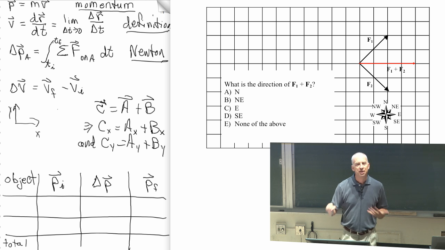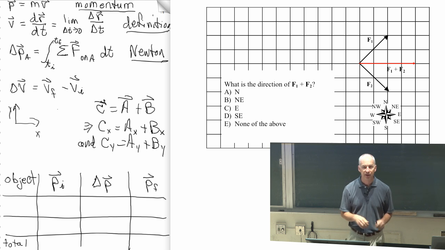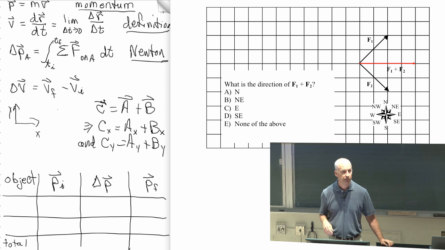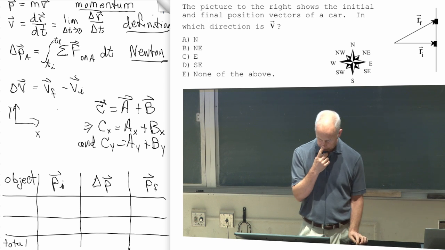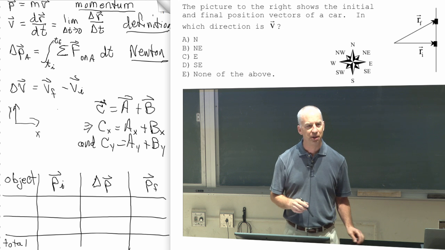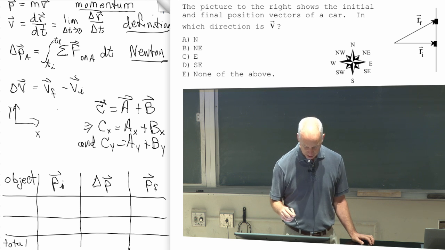So you could have done this one by adding vectors head to tail, or you could have done this one by looking at the components, the pieces that make up the vectors, and adding them together. This one you don't have components, so you kind of only have pieces.